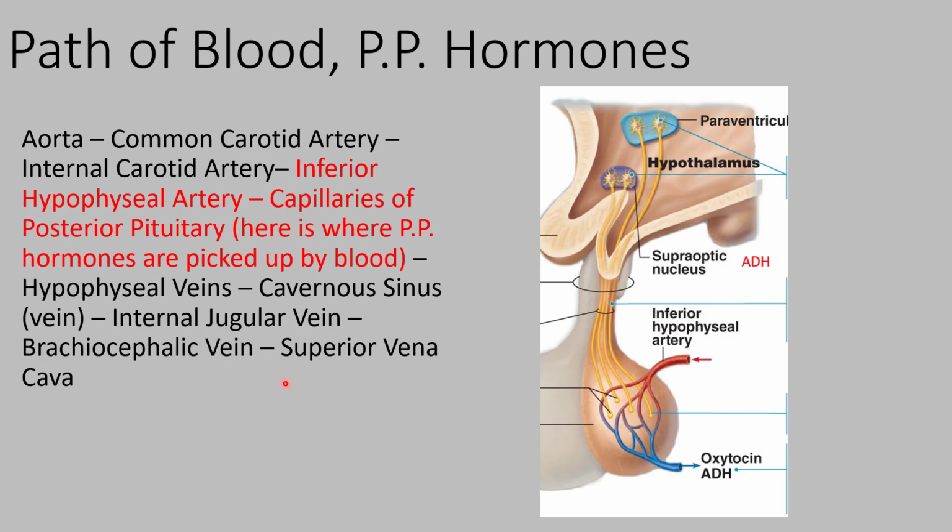I will tell you, every single exam, we are going to have a question where you must tell me the path of blood from some point to some point. Listen to what I just said. I'm telling you a question that will be on every exam. Every single exam will have a question about the path of blood from some point to some point. This is the path of blood for posterior pituitary gland hormones.